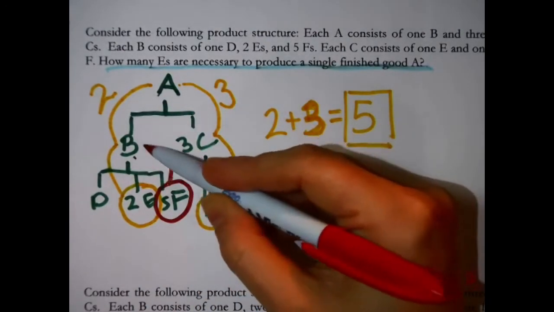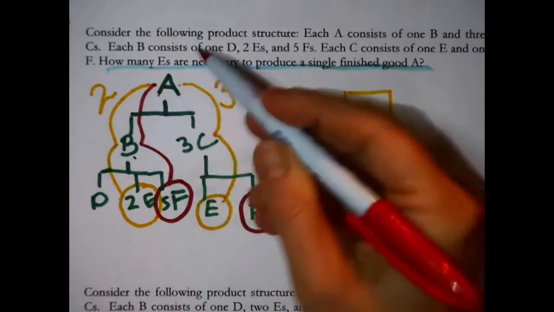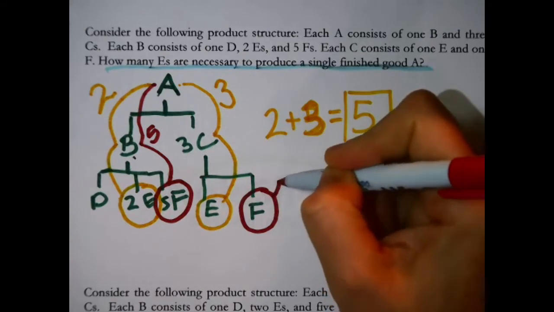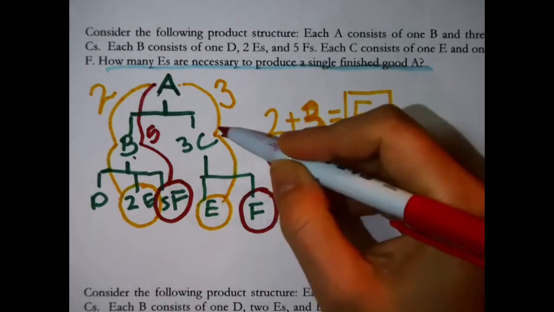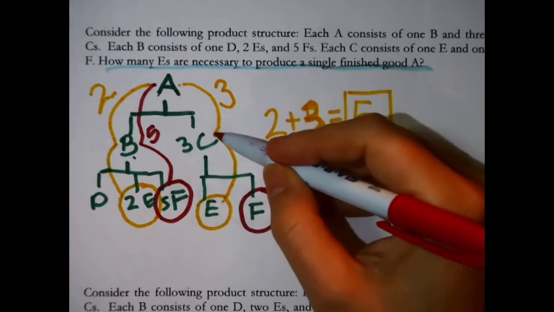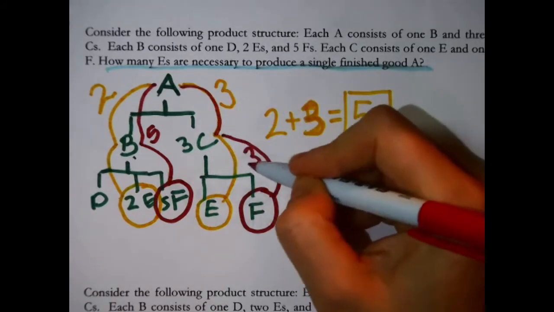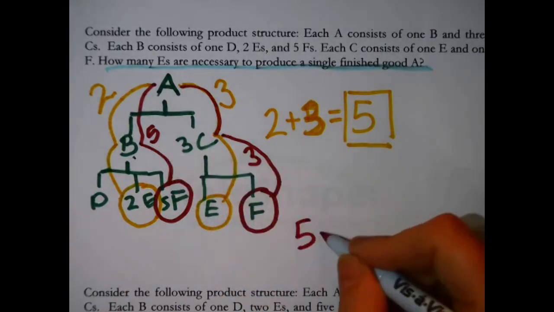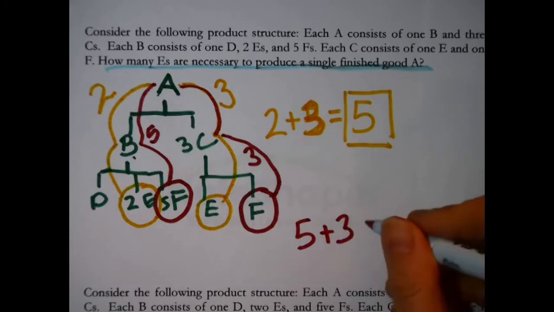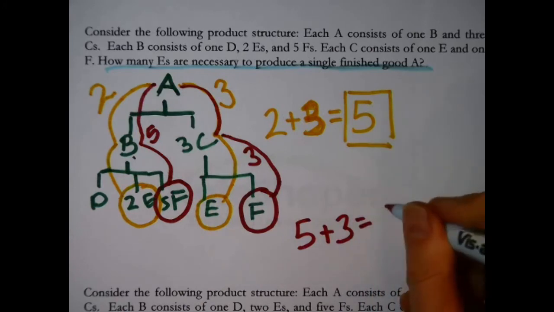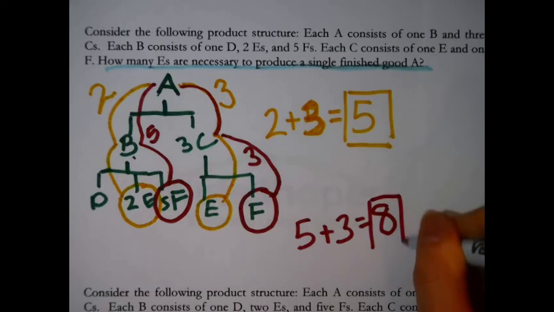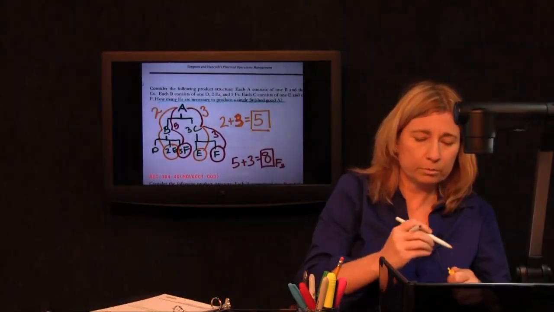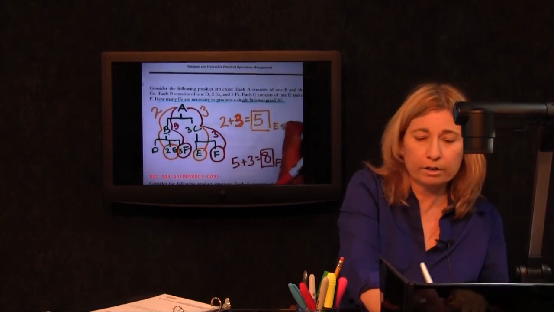Over here, 5 times 1 times 1. There are 5 in total coming from that branch. And here, 1 times 3. You need 1 F to produce a C, but you need 3 C's to produce an A. Is again 3 coming from that direction. So in the case of F's, it's 5 plus 3 equals 8 F's, whereas it was only 5 E's.